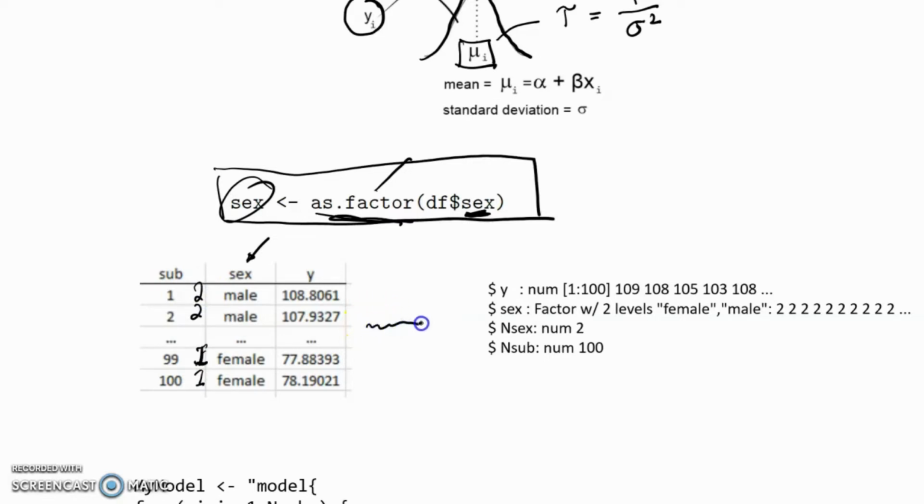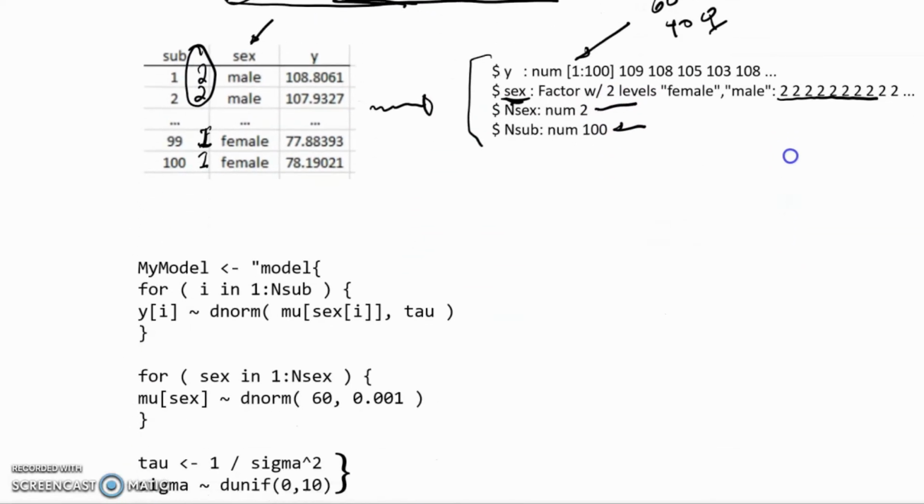Now, I'm going to talk about some more data manipulation that's done, but essentially what JAGS is going to operate on is a list that looks something like this. It has Y, which is 100 values, the first 60 of which are males, although that's not really going to matter too much here, and the last 40 are females. It has this newly created thing called sex, and you notice that it leads with 2's because 2's are the males. And then I create these two new variables, n-sex representing the number of sexes, which is 2, and n-sub, the number of subjects, which is 100.